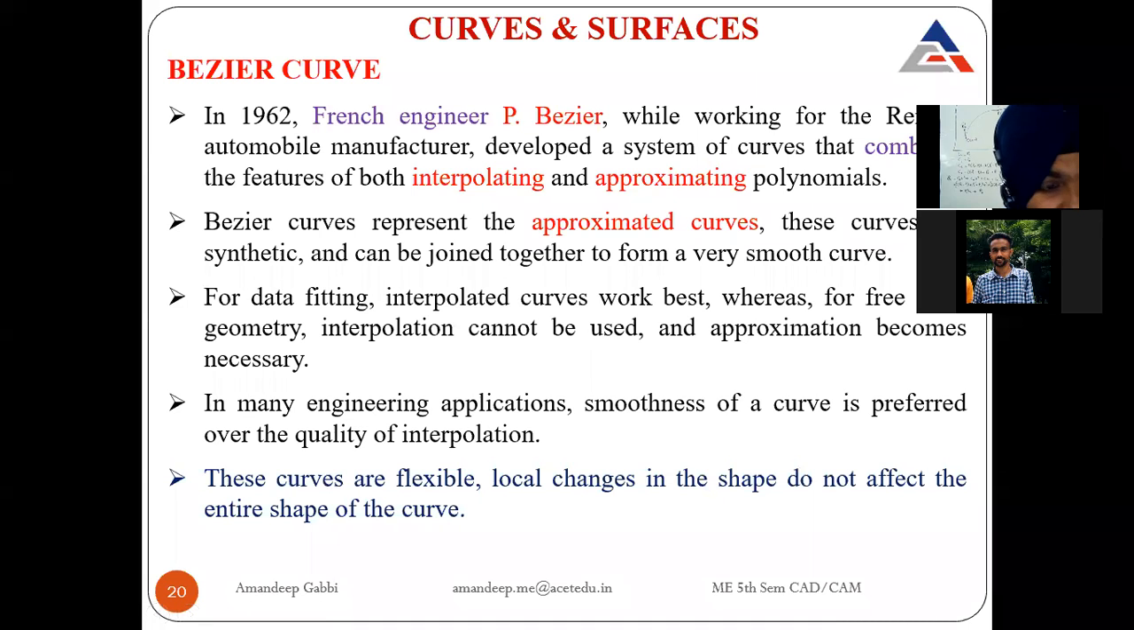In 1962, French engineer P. Bezier, while working for the Renault automobile manufacturer, developed a system of curves that combine the features of both interpolating and extrapolating polynomials. You all may be aware of the Renault company that produces Kwid and Duster.